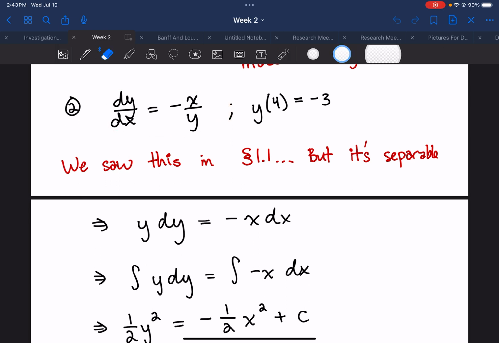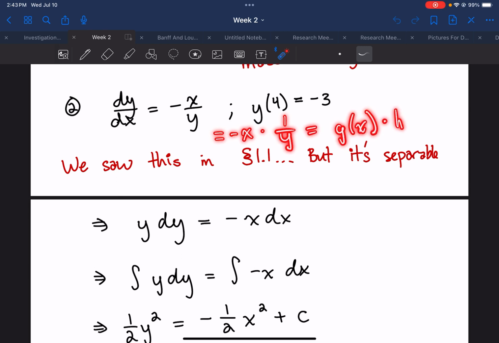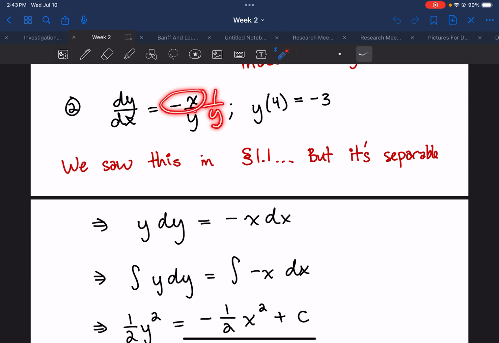How do we deal with separable equations? I should mention that this is separable because it's equal to negative x times 1 over y, right? Which is a function of x times a function of y. So this thing really is separable because it's negative x times 1 over y.